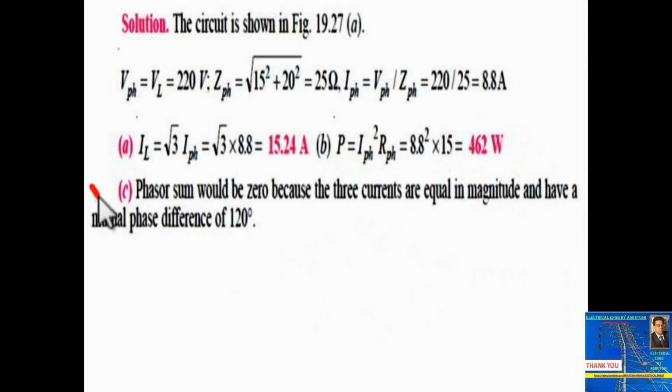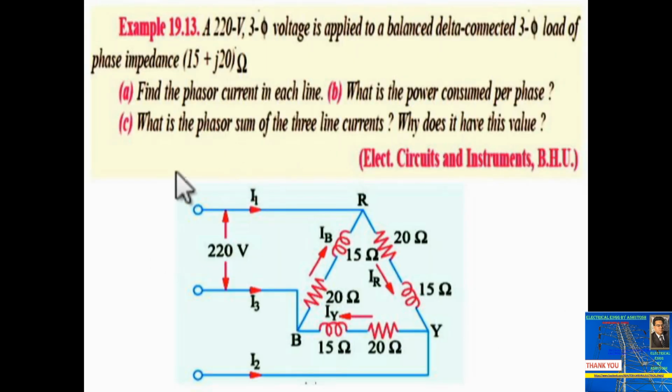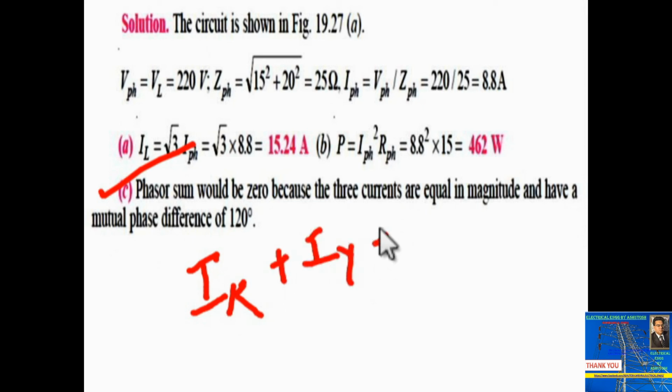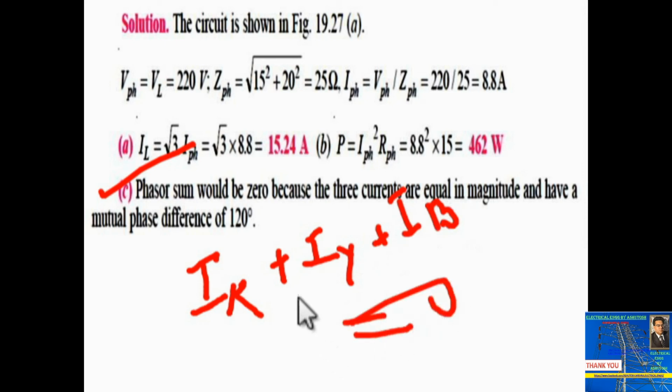Then the phasor sum would be 0, because the three currents are equal in magnitude and have a mutual phase difference of 120 degrees. So you can see what the phasor sum of the three line currents is. That will be equal to 0. So guys, this is the answer. Phasor sum would be 0 because, as you already know, IR plus IY plus IB is equal to 0.